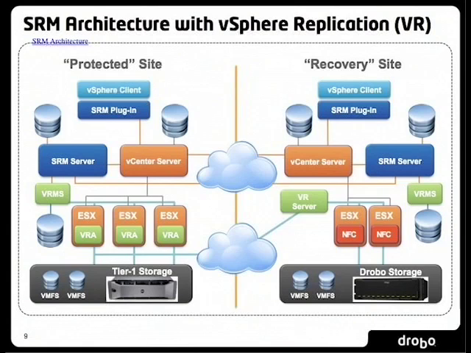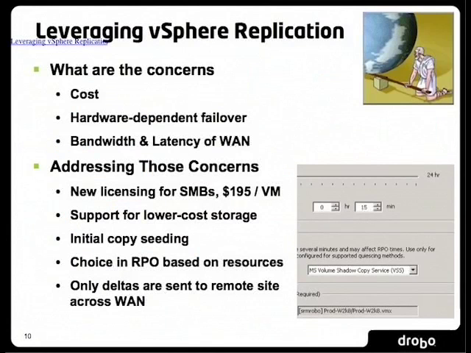Fantastic. We talk about right-clicking on the virtual machine and providing the setup. As we go to the next slide, leveraging vSphere replication, there's certainly cost, hardware, and bandwidth latency questions. In this solution, customers can deploy this solution for as little as $195 per VM, which is a lot less expensive than most people might think. It also supports your ability to use a heterogeneous storage environment, so lower cost storage. Now, in terms of the bandwidth and latency, you can set your RPO, which will be based on your available resources. So the shorter the RPO, the more resource bandwidth you need between sites. You can also do some initial copy seeding.